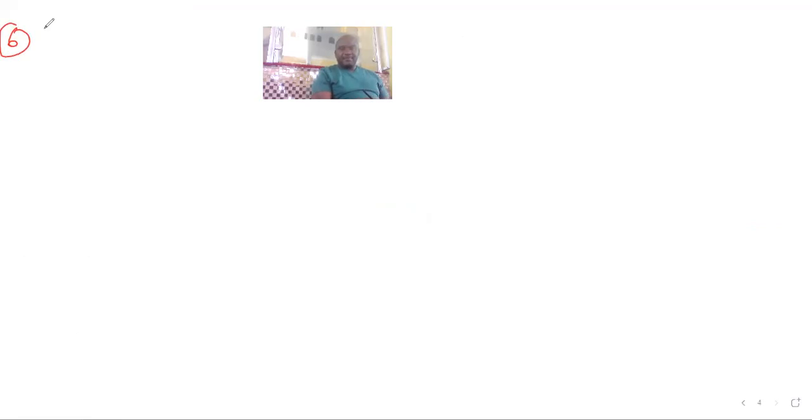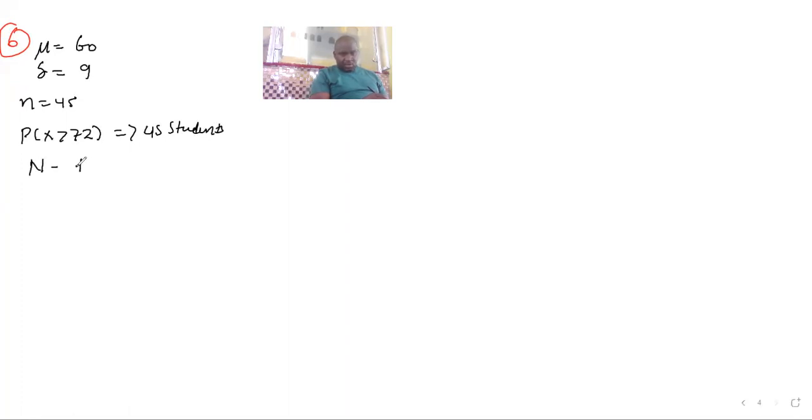Number 6 is saying a large number of students took an examination. The mean mark mu is 60. The standard deviation is 9 marks. 45 students had a mark more than 72. Probability of X greater than 72 is equal to 45 students over capital N, the total number of students, which is what the question wants.